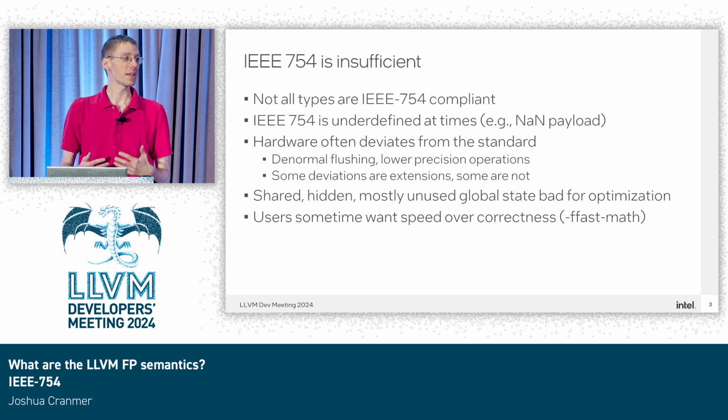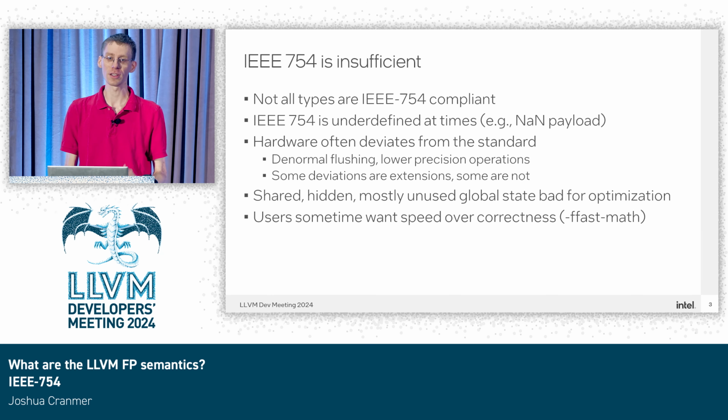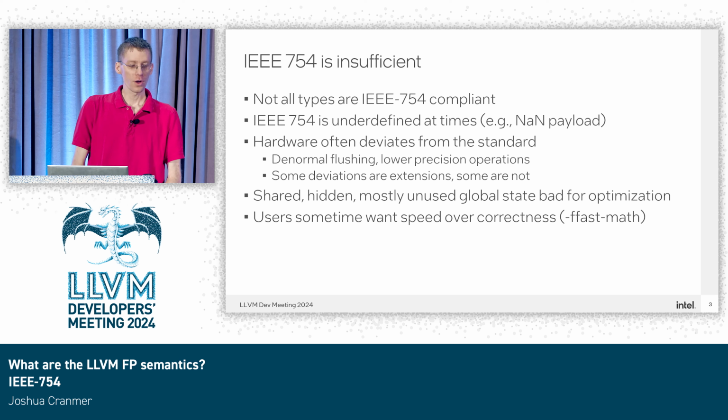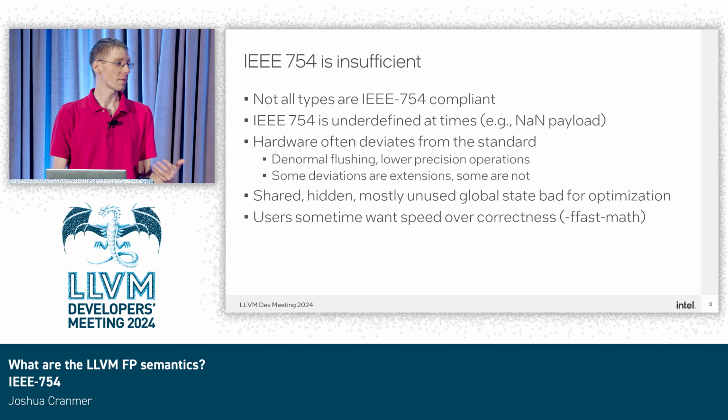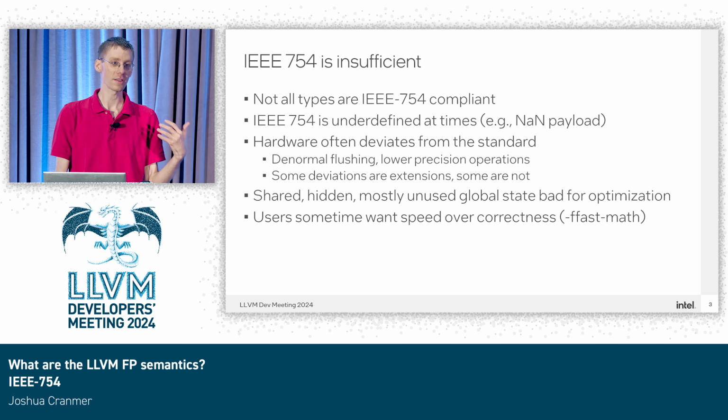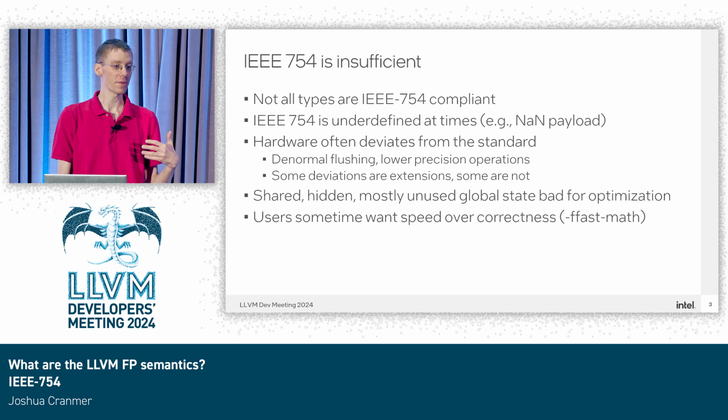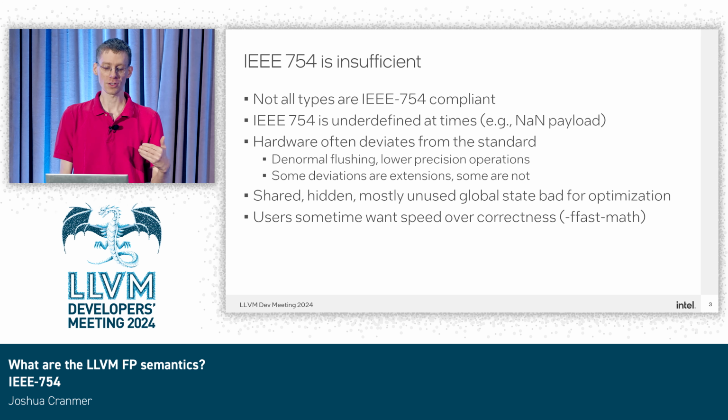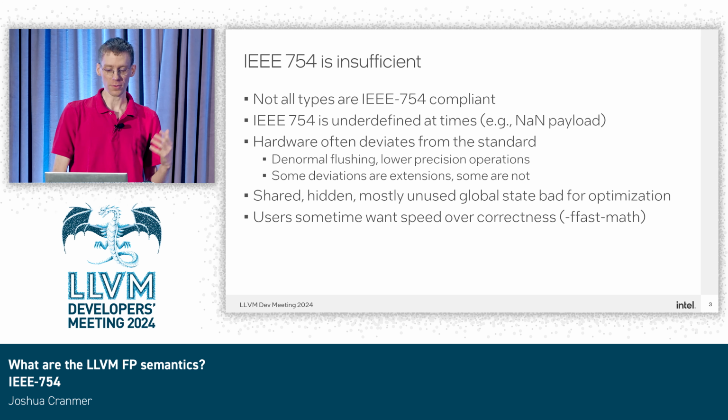So why is IEEE 754 not a complete answer to the question, what's our floating point semantics? For starters, not all the floating point types in LLVM are actually based on IEEE 754 types. The standard itself has a few moments of under-definition, for example, the behavior of NaN payloads or the definition of tininess. Hardware implementations frequently do things that are different from the standard. Sometimes these are additional features that they provide, for example, the option to do denormal flushing or providing extra operations. But sometimes you have to do deviations from the standard.